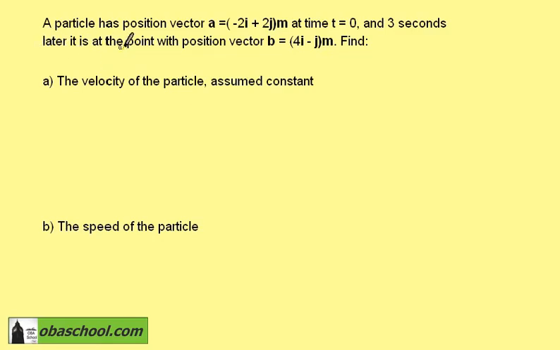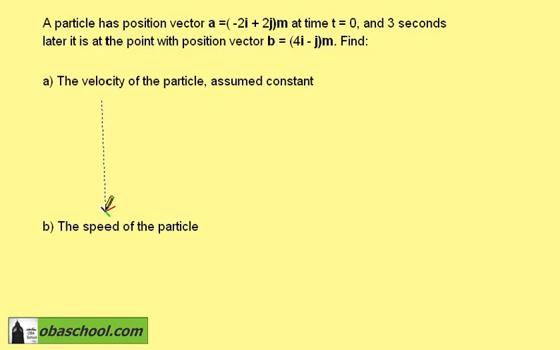A particle has a position vector a, which is -2i plus 2j meters at time t equals 0, and 3 seconds later it is at the point with position vector b, which is 4i minus j meters. We want to find the velocity of the particle, assuming it moves with constant velocity.